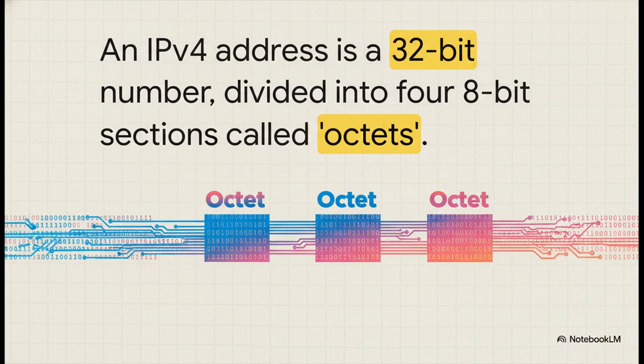So that IP address is really just a long string of 32 ones and zeros. Now, that's a lot to look at all at once. So to make it easier, we break it down into 4 manageable chunks of 8 bits each, and each of these 8-bit chunks has a special name, an octet. These are the basic building blocks.